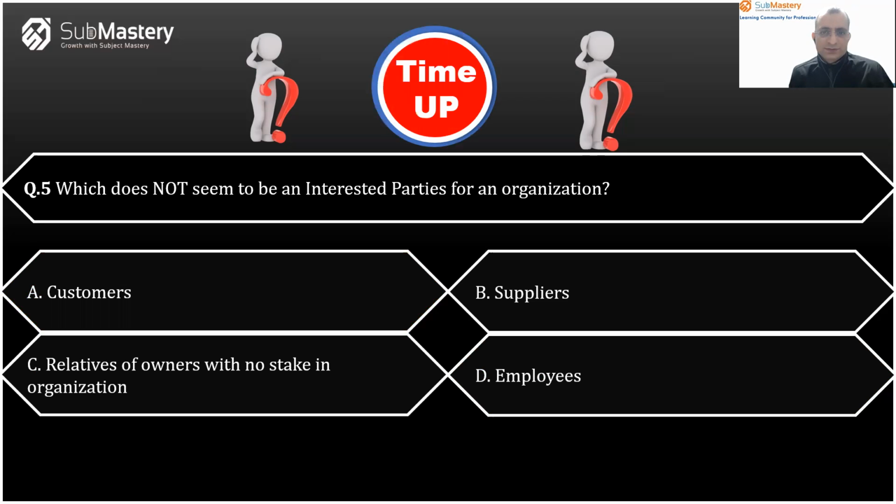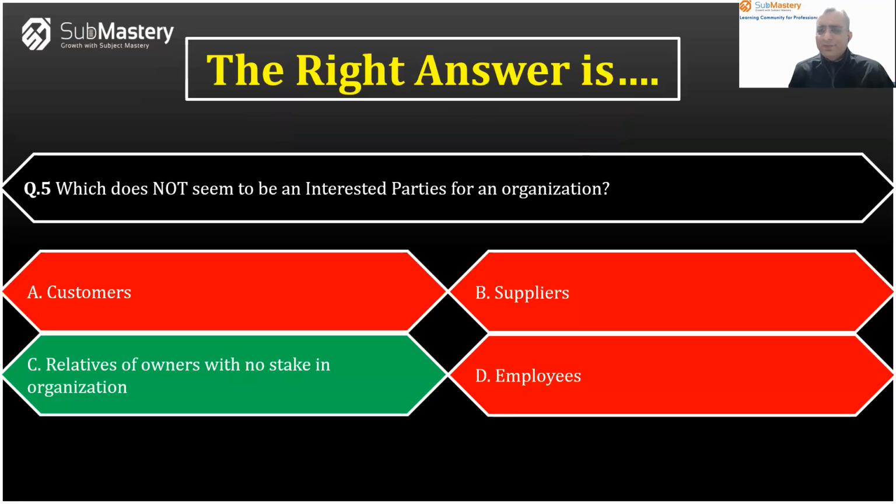Okay, time up. The right answer is relative of honor with no stake in the organization. There is no stake in the organization, so definitely that does not seem to be an interested party. Otherwise, the others you see, customers, suppliers, employees, all of these are direct interested parties for an organization.